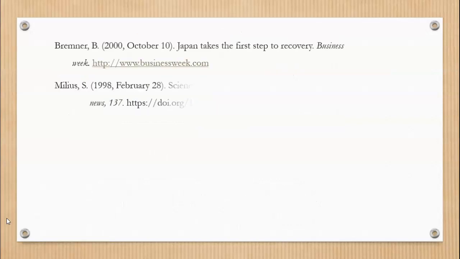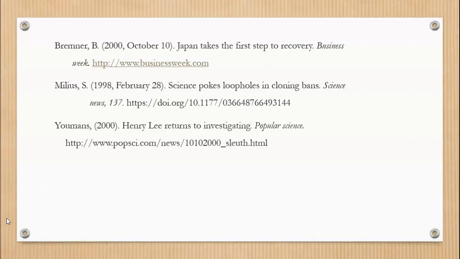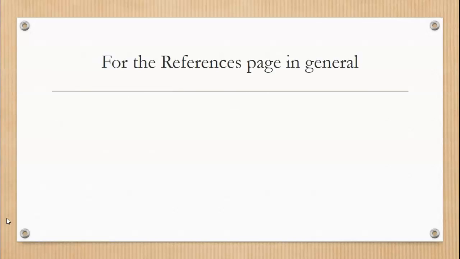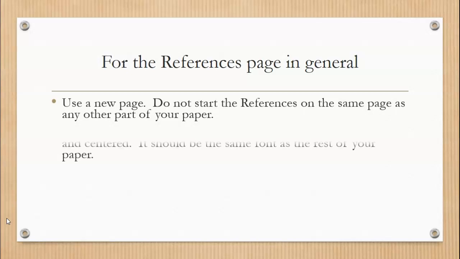Here are some more examples. Note that the second one gives a DOI number, a digital object identifier number. When you pull a record from a database, look for that number and record it. Many articles can be located by typing doi.org in the address bar of your internet browser, followed by a / and the article's DOI.